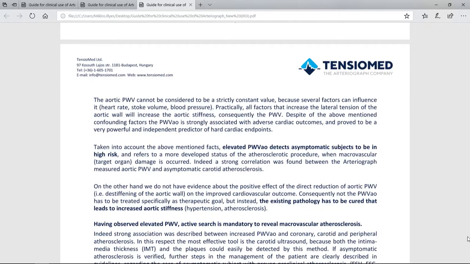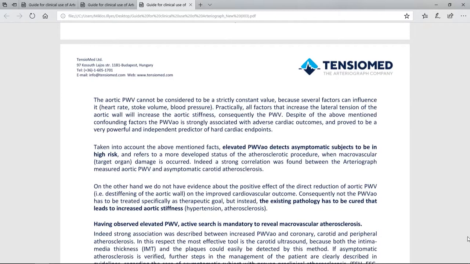Despite these mentioned confounding factors, the aortic pulse velocity is strongly associated with adverse cardiac outcome and has proved to be a very powerful and independent predictor of hard cardiac endpoints. However, as I have said, these conditions during the measurement have to be kept standardized, and we have to know that heart rate, stroke volume, blood pressure, and cardiac output may change the aortic pulse velocity.